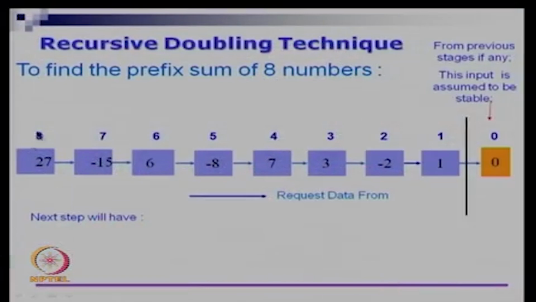At the very first round, you will need n adders. These n adders must take A of 8, 7. So one adder will take A of 8 and A of 7 and add them. Another adder will take A of 7 and A of 6 and add them. Another adder will take 6 and 5 and add them, and so on. In the first round, you need n adders.